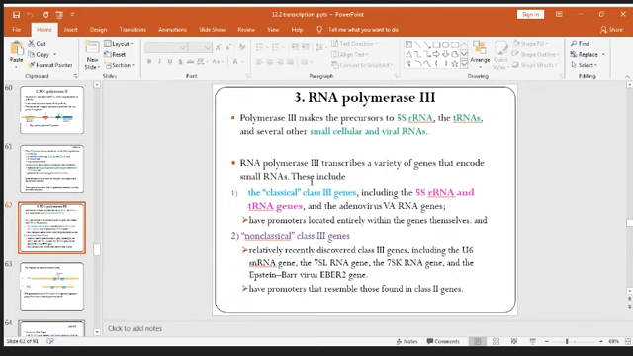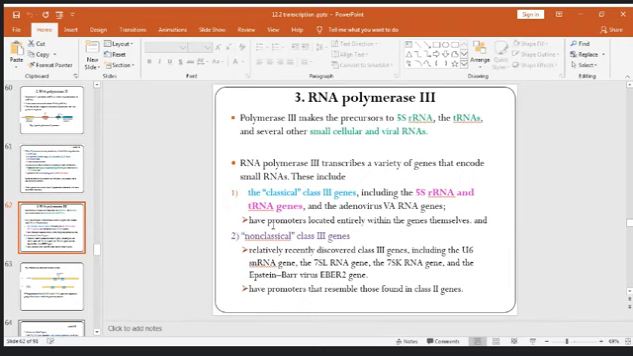Those smaller RNAs include, first, the classical class 3 genes. These are regions for RNA polymerase 3, so they are class 3 genes. They include the 5S ribosomal RNA and transfer RNA genes in the first class, and the adenovirus or viral RNA genes are included in these classical class 3 genes.